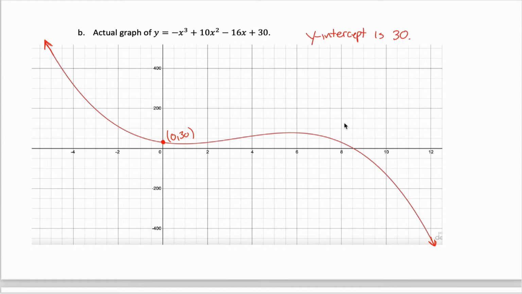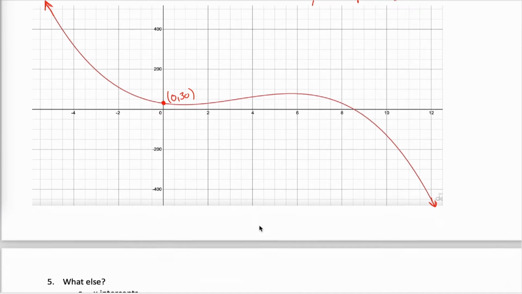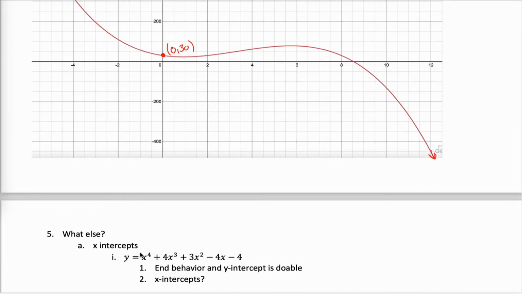And maybe you're like, all right, cool, intercepts are way better than end behavior, where I had all these different cases to consider. Well, I'd counter that y-intercepts are way better than end behavior, but x-intercepts, where we cross the x-axis, are actually really complicated. Let me try to demonstrate that with this example. We got y equals x to the fourth plus 4x cubed plus 3x squared minus 4x minus 4.